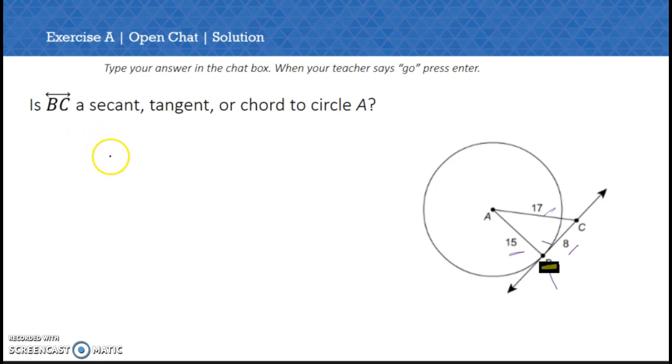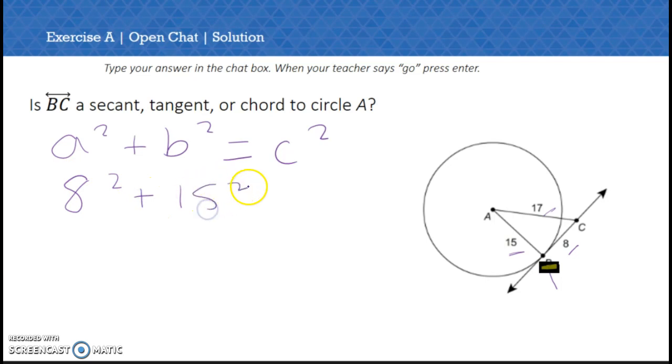So we can use the Pythagorean theorem, or really the converse of the Pythagorean theorem. Remember, a squared plus b squared equals c squared. Remember, the Pythagorean theorem is only true for right triangles. So if it proves to be true that 8 squared plus 15 squared equals 17 squared, then that would mean that this is in fact a right triangle, and that shows that it's a right angle at angle ABC, and then that would mean that BC is for sure a tangent.